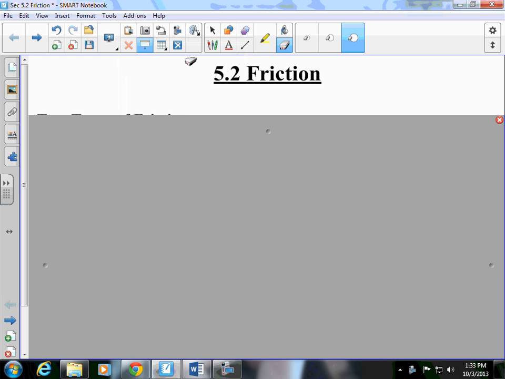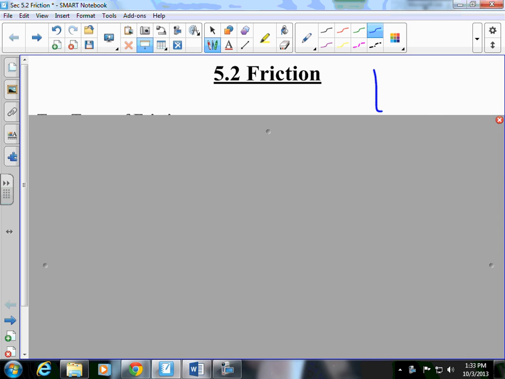Section 5.2, friction. As we continue, we're talking about forces again. In 5.1, we just talked about forces in multiple directions. Well, friction is always forces in multiple directions, because whenever you're going in one direction, you usually have friction resisting you in the opposite direction.